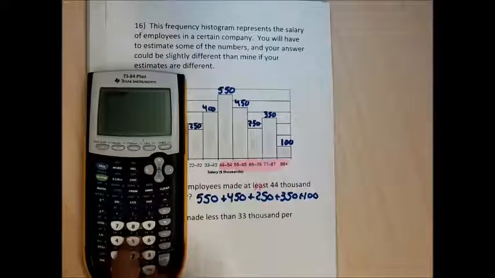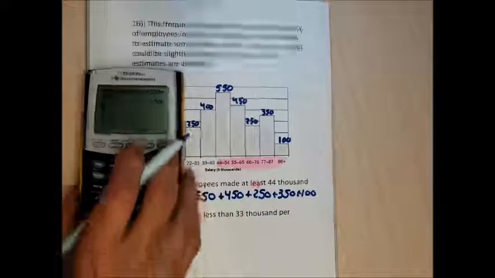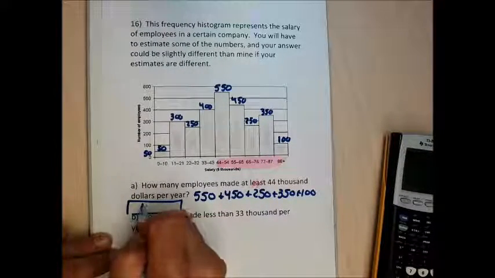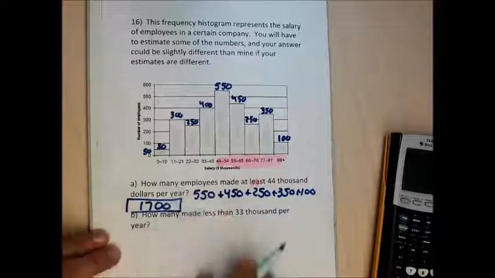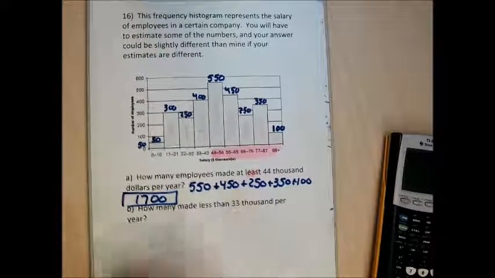550 plus 450 plus 250 plus 350 plus 100. There are 1,700 people for this company. The answer to part A, how many employees made at least 44,000? 1,700. And then how many made less than 33,000 per year?